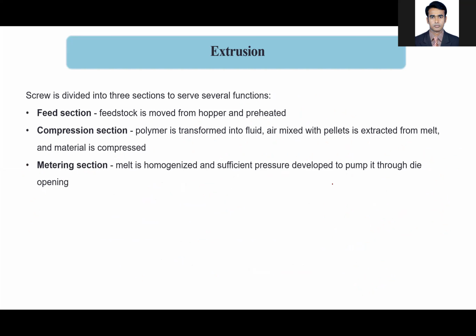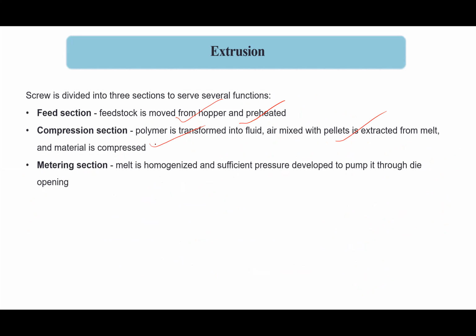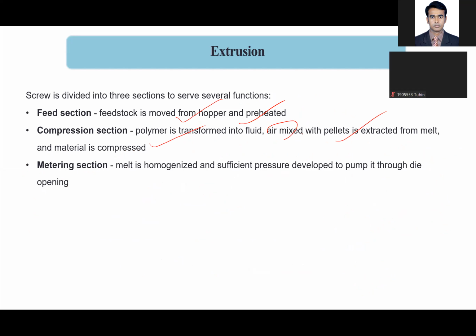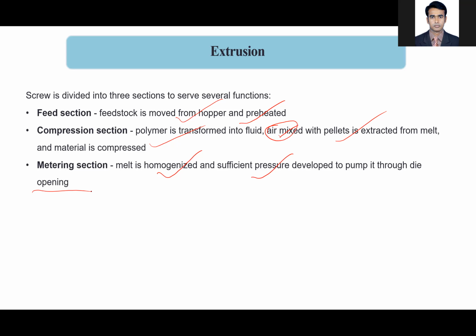Okay, so the screw is divided into 3 sections that I have already told you, like a feed section where the material is preheated and then compressed. In the compression section, we compress it, and the air is extracted from the melt. At the same time, the compression of the material occurs to remove the air. Then the metering section actually homogenizes and develops sufficient pressure to pump it through the die opening. Since the die opening is smaller compared to the screw region, you need a sufficient amount of pressure.